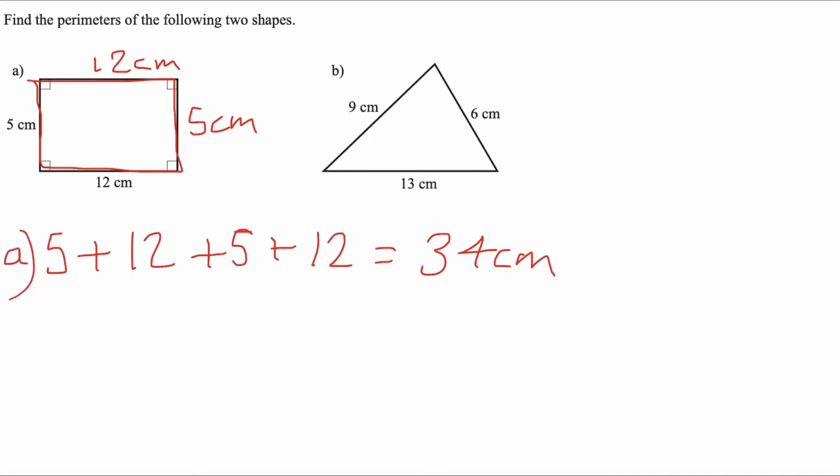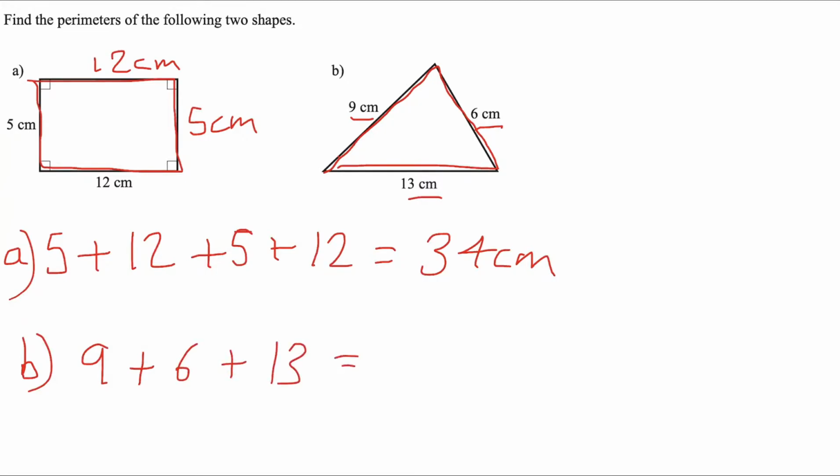And that is part A. So that is the perimeter of the shape in part A. Now looking at part B, we have a triangle, and we have all the sides of the triangle, so that's 9 and 6 and 13. To find the perimeter, we are adding up all the sides of this triangle. So that is 9, add 6, add 13, which will give us an answer of 28 centimeters.